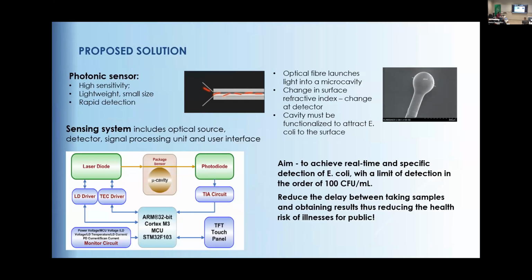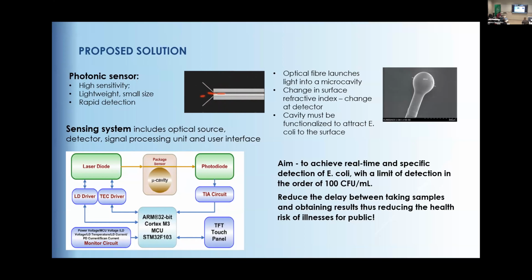So our proposed solution is a photonic sensor based on optical fibers that are known for high sensitivity, lightweight, small size, and most importantly, rapid or real-time detection. Our sensor consists of an optical fiber that launches light into this glass microcavity, which is really small, about 300 microns in diameter only. And it works based on detecting the changes in refractive indices of the water near the surface. To make this sensor sensitive to a particular bacteria, the surface must be functionalized to attract these E. coli bacteria to the surface. And the entire sensing system can look something like this. It's really small and includes an optical source, detector, packaged sensor head, signal processing unit and user interface.